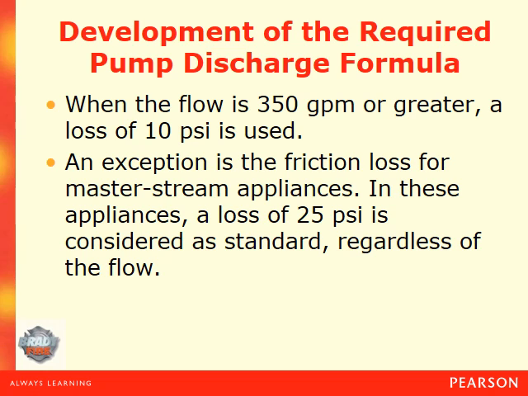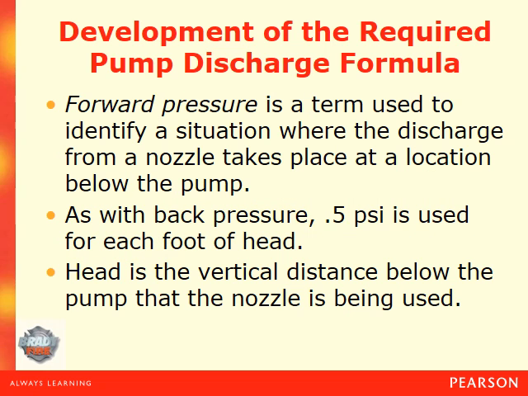An exception is the friction loss for the master stream appliance. In these appliances, the loss is going to be 25 psi, not 10. And that is considered a standard regardless of the flow. Forward pressure is the term used to identify a situation where the discharge from a nozzle takes place at a location below the pump. So essentially we're going to be gaining pressure. And you should use the formula of 0.5 psi per each foot. Again, head is the vertical distance below the pump that the nozzle is being used.